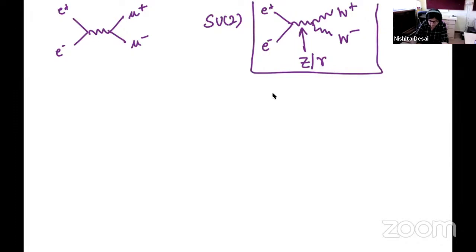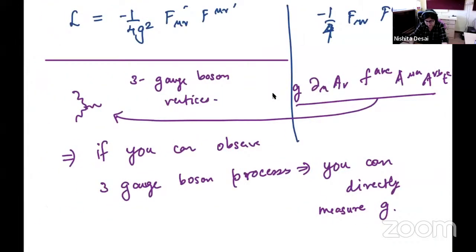And if you can measure this process, then that gives you a handle on the coupling that is responsible for this. So you can measure this coupling. So it's no longer just a convenient normalization factor, but becomes a concrete observable that you can actually measure.